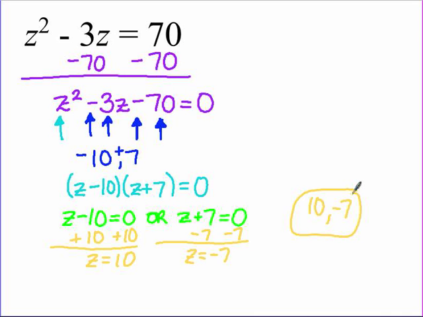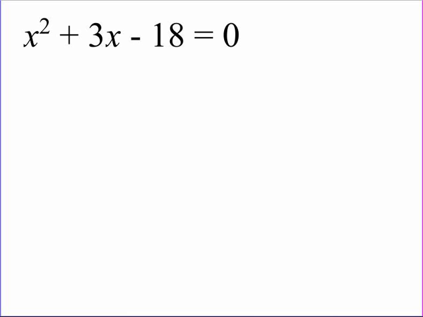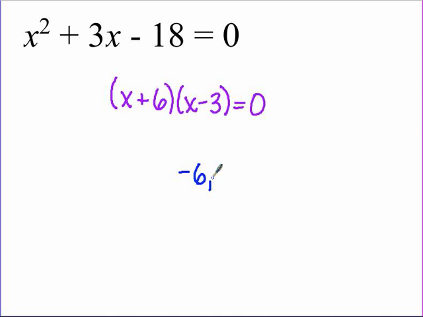Questions? Pretty much you just switch which one's positive and negative. All right, I want you to try this one for me and let's see how you do. Okay, you guys did a great job there. You should have gotten this to factor to be x plus 6 times x minus 3. Then when you solved, you should have gotten two solutions at negative 6 and positive 3, which I saw you all had, and that was great.